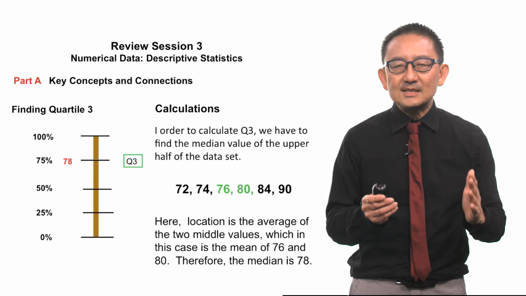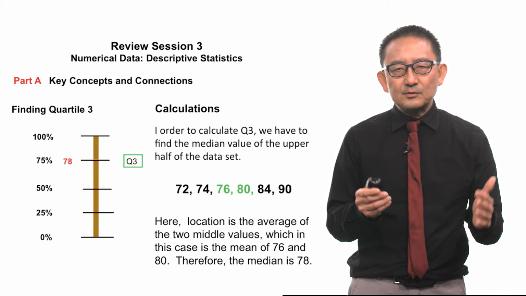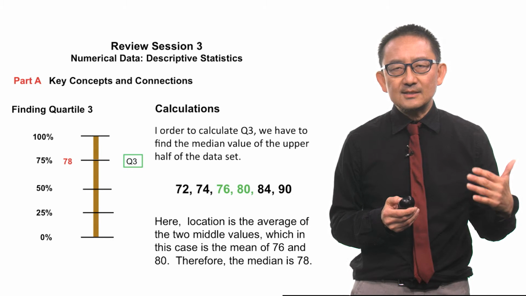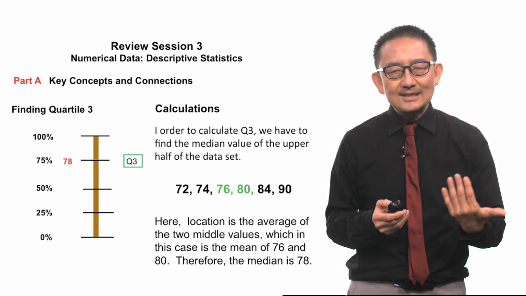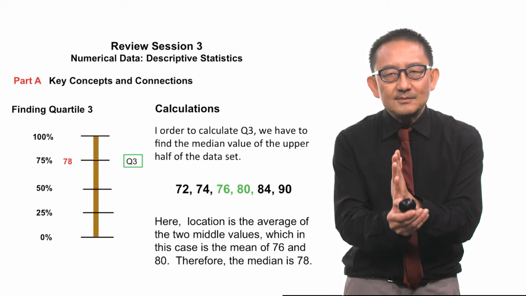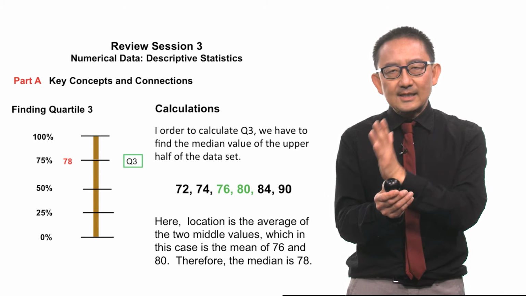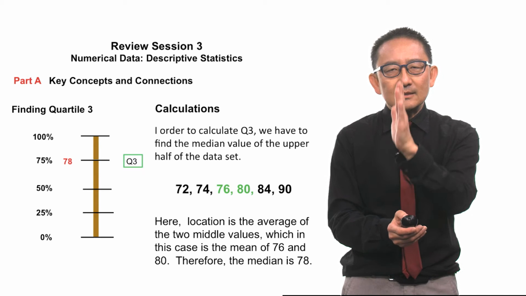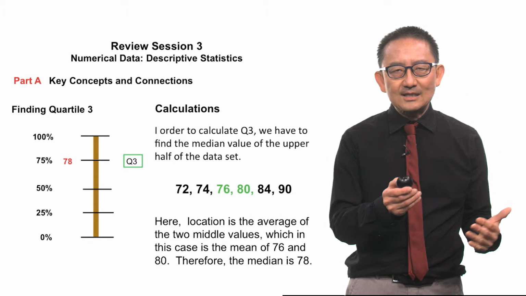We do the same exact thing with the upper quartile. To find the quartile 3, we take the upper 6 digits, in this case 72, 74, 76, 80, 84, and 90, and we find its median. In this case, we have 76 and 80 as our two center values, so our median of that group is 78. Thus, we now have quartile 3.